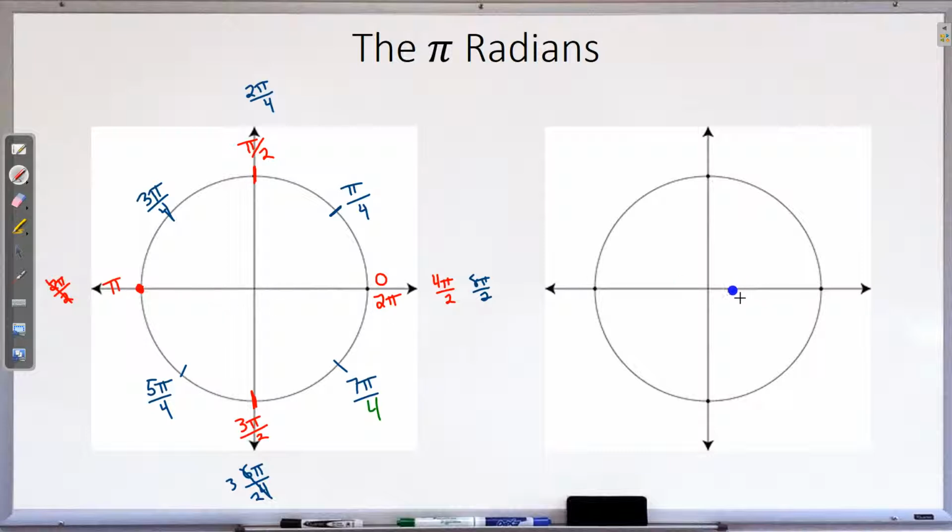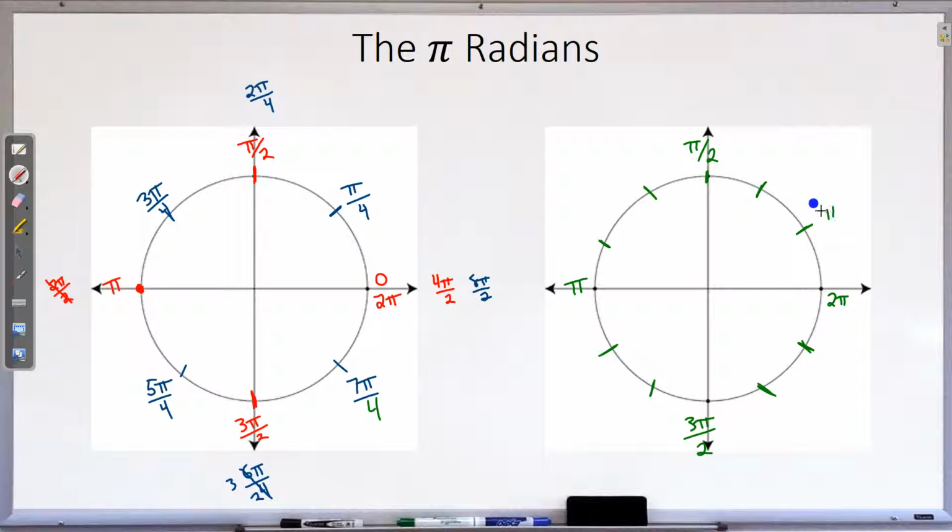Now we're going to do the pi over 6s. So I'm going to put the starting points. That's pi. This is 2 pi. This is pi over 2. And this is 3 pi over 2. And then instead of dividing these in half, I'm going to divide them into thirds. So how many pieces are we breaking up pi into? 1, 2, 3, 4, 5, 6. We're breaking it up into 6 pieces.